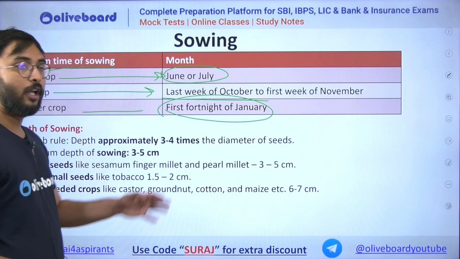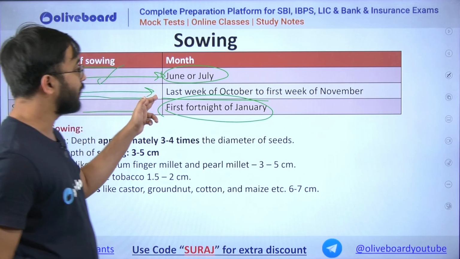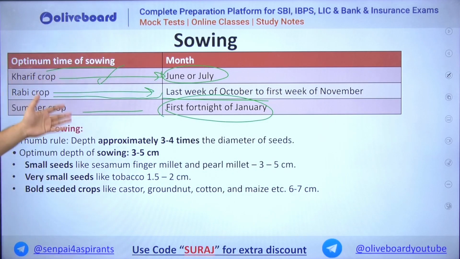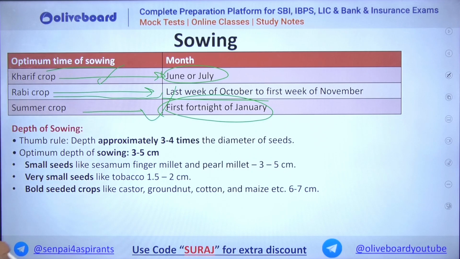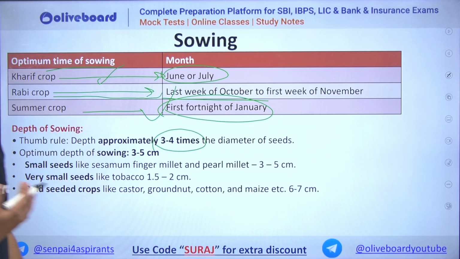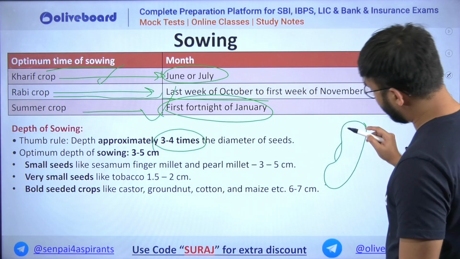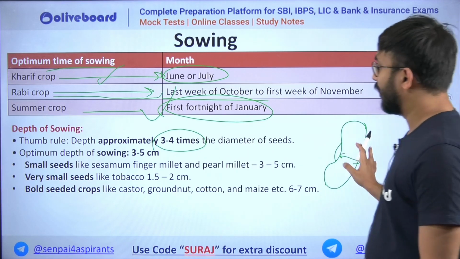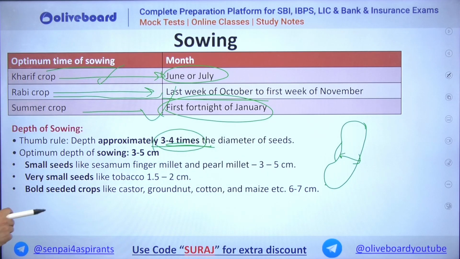So overall, for example, Kharif crop is done just before monsoon. Rabi crop is done as soon as the harvesting of Kharif crop is done, and as soon as the Rabi crop harvesting is done, the summer crop is planted. The depth of sowing generally is 3 to 4 times the diameter of the seed. So suppose this is my seed. Considering the diameter of the seed, the depth is almost 3 to 4 times the diameter.